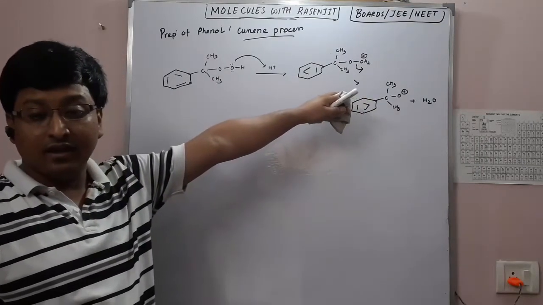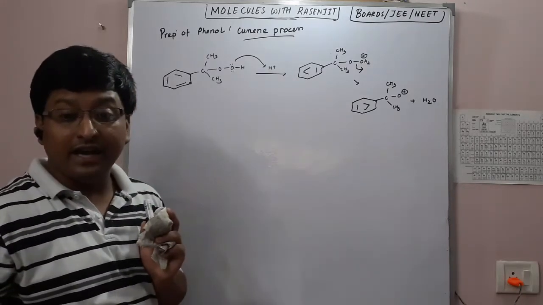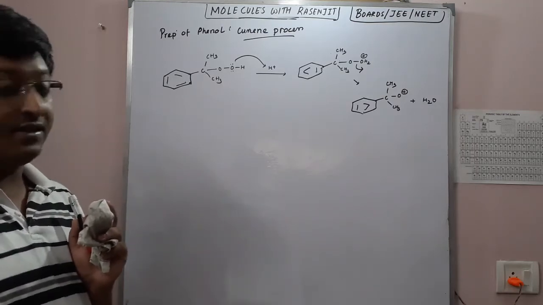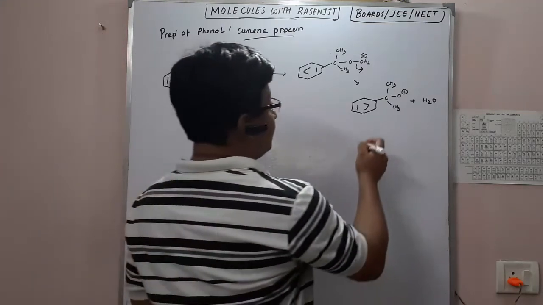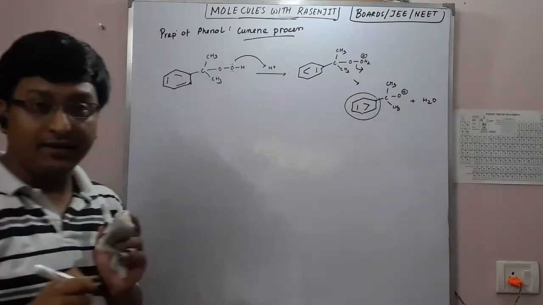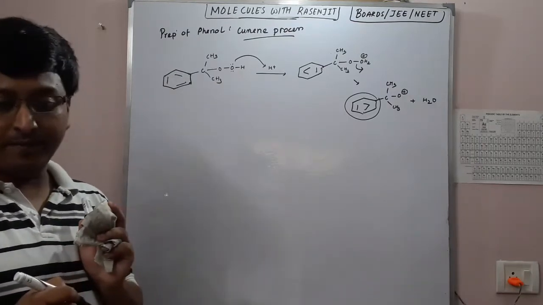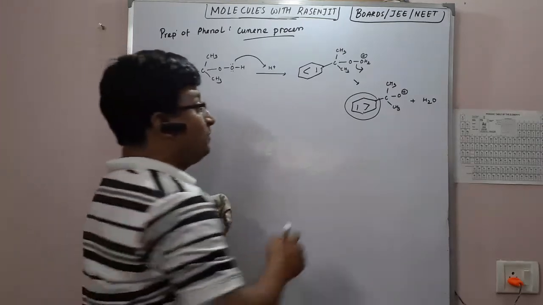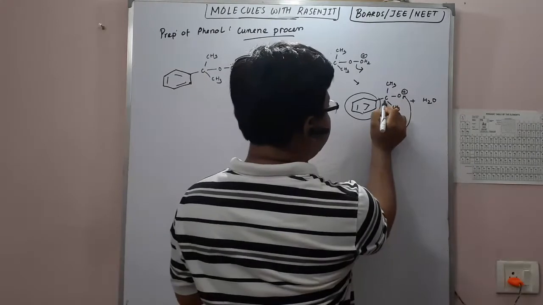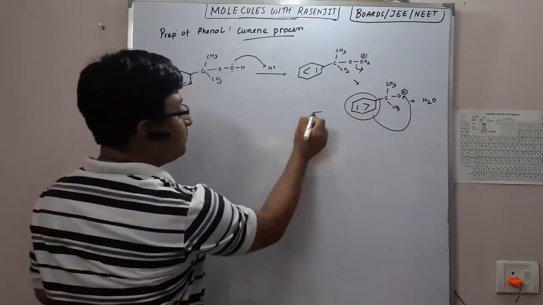Now, what will happen here? This will undergo a particular rearrangement reaction. And what is that rearrangement? This is a very interesting thing. This phenyl group will migrate to the oxygen. And what will happen? The positive charge is now shifted to the carbon. Now let's check what is the result.